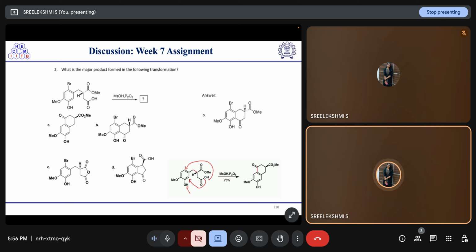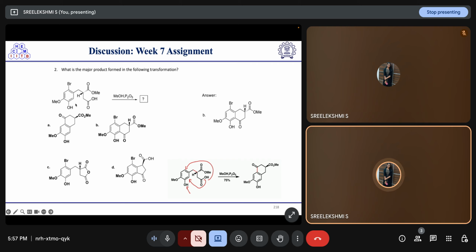So here, this OH, this one is attacking over this center, and that is undergoing a cyclization kind of reaction. I think there is some mistake in the starting material. Yeah, it is correct only. So one bromine is extra in the given question, and here that bromine is not there.